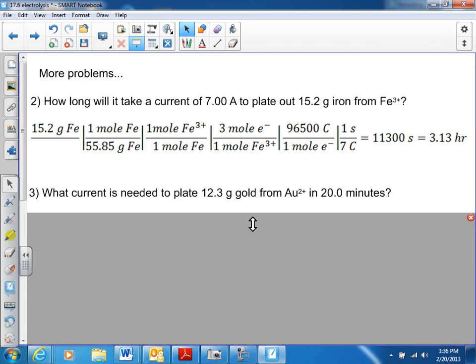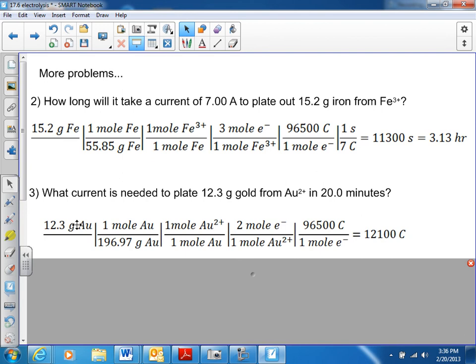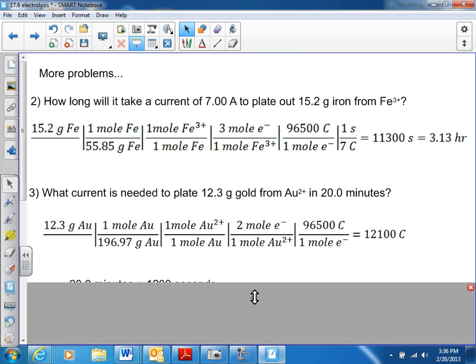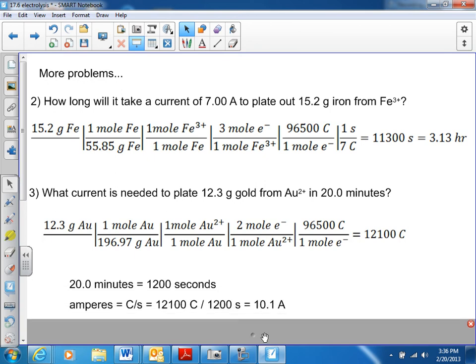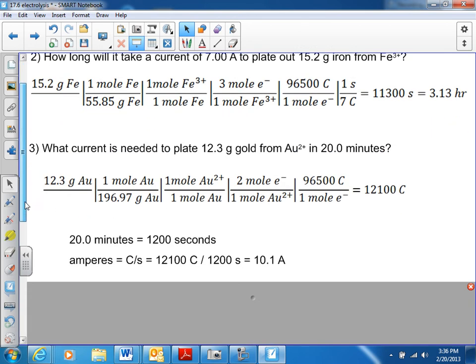So we start with our grams, grams to moles, moles to moles. We need 2 moles of electrons because of the 2+. And then a mole of electrons is 96,500 coulombs. Here's our coulombs. We're going to divide by the seconds to get amps. And there you go. Hopefully I calculated that correctly.